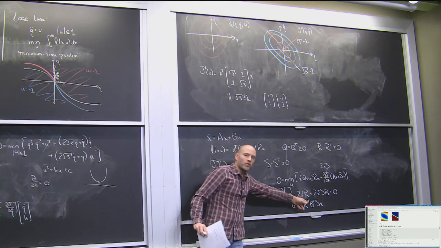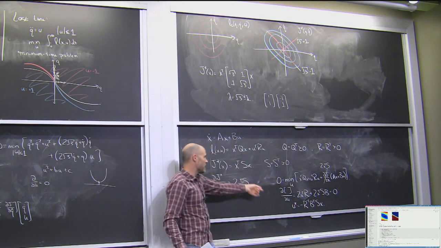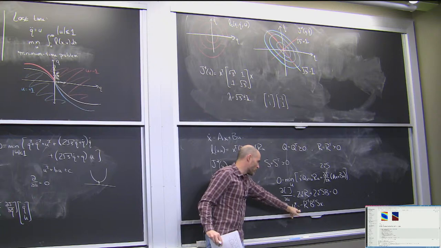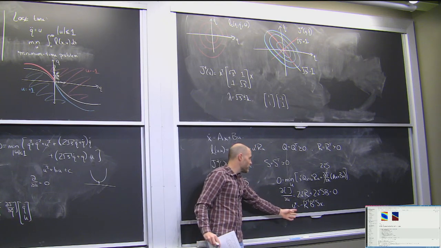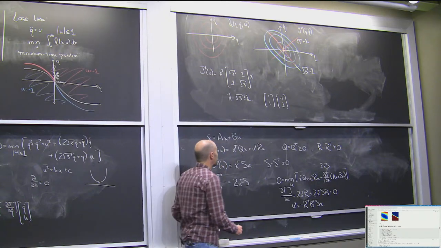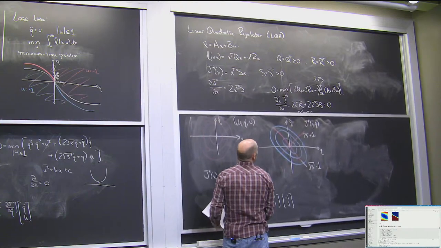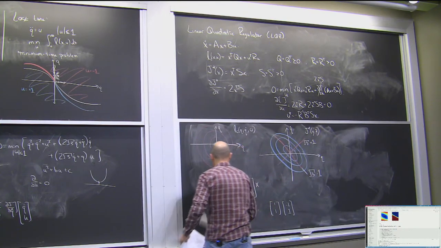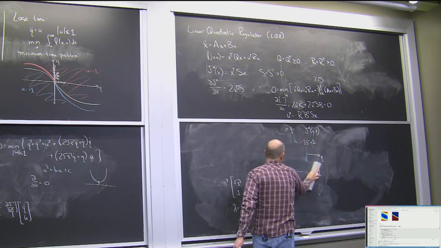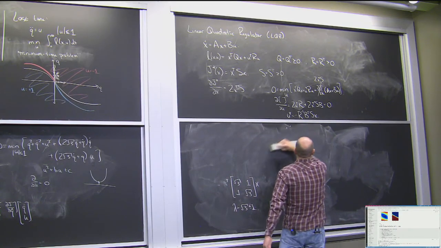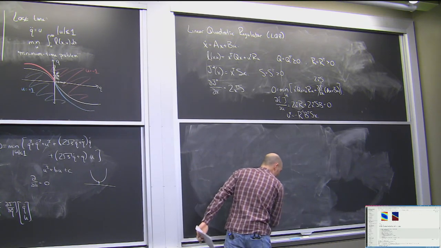Now, I haven't actually told you what S is yet. I just told you that once you give me an S, then you better also give me a controller that has this relationship to S. The way you find S is by sticking that back in, and you get a matrix equation in only S. It's a famous one, a good one to know.